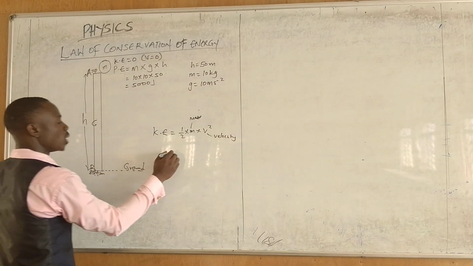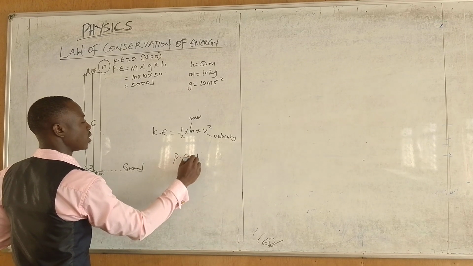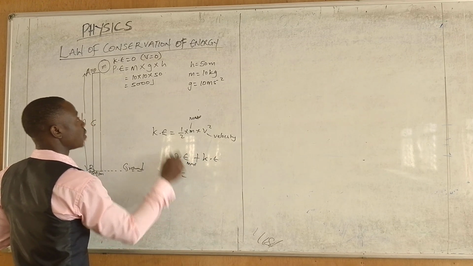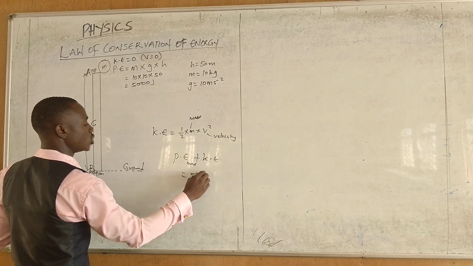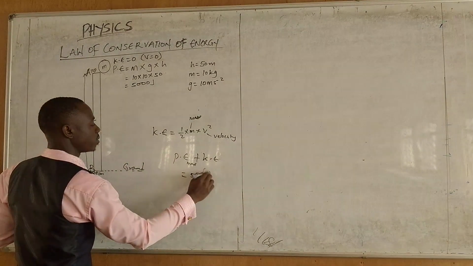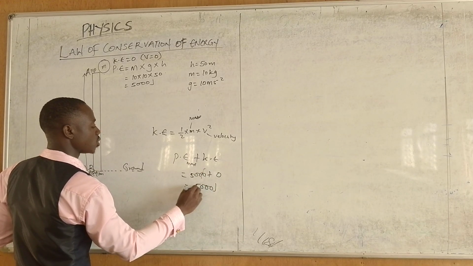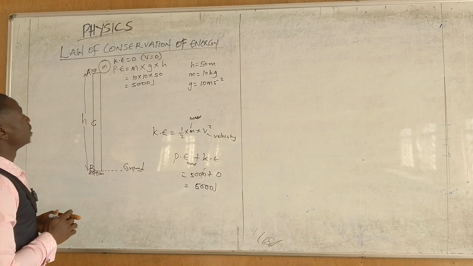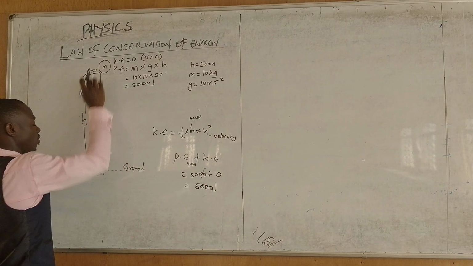Now, if somebody should ask you, what is the total energy at the top here? The total energy at the top is going to be PE max, which is the maximum PE, plus KE. And what is the maximum PE here? That's the 5,000 joules that we got there. Then plus KE, which is 0. So the energy at the top is 5,000 joules.